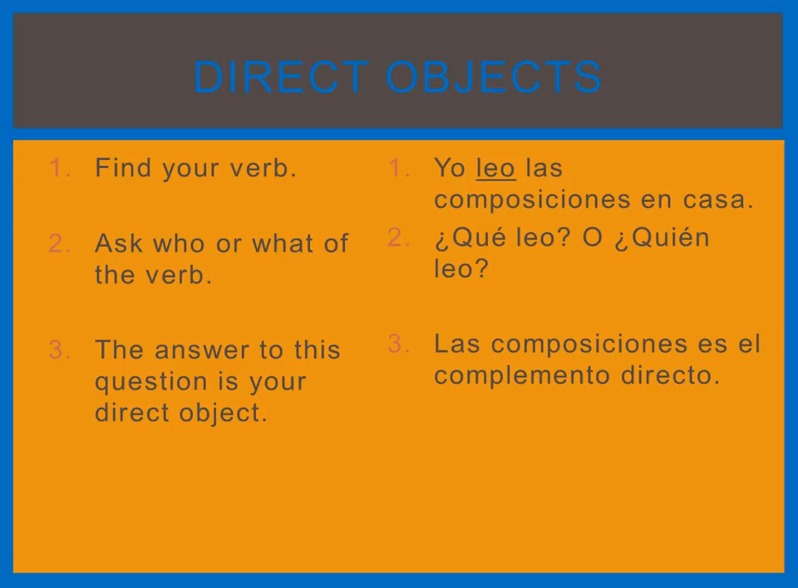It is called a direct object because it is directly receiving the action of the verb. What am I reading? I am reading the compositions. The compositions directly receive the action of the verb to read.